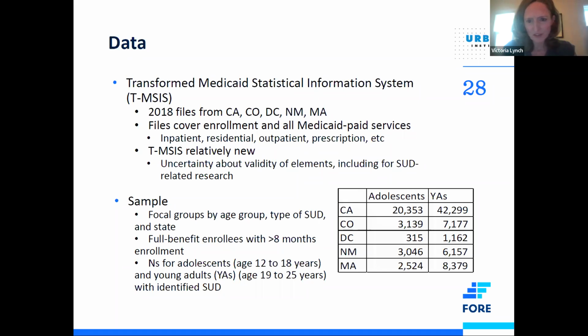Our sample sizes, you can see in this little table, were pretty substantial, less so in DC. This is people identified with an SUD. The adolescent sample was quite a bit smaller, and for some of our analyses, we combined them. Next slide, please.